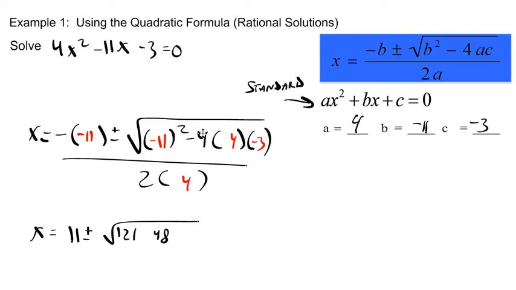Okay, now the question is, is it plus or minus? Well, a negative times a positive is a negative. So this right here is a negative. And then a negative times a negative is a positive. Okay, so be careful there with those signs. And this is all over 8.